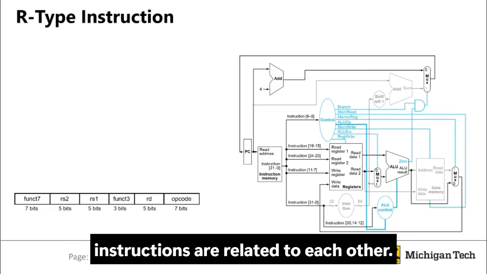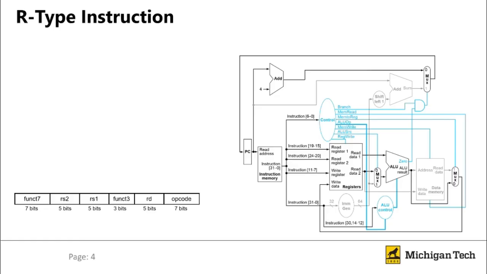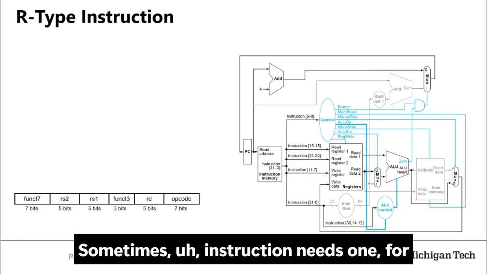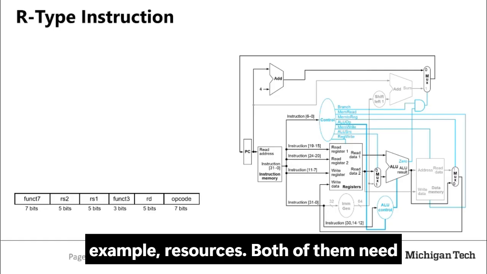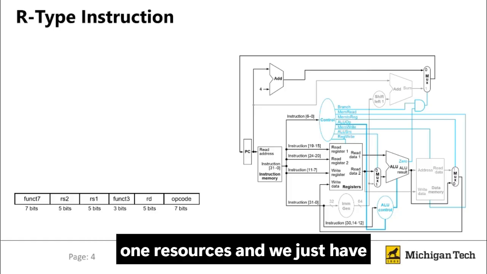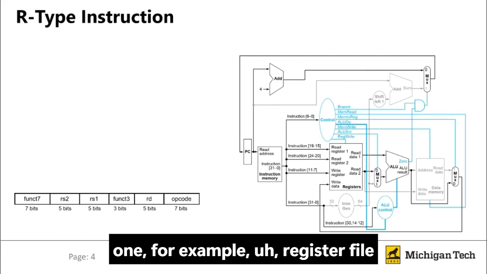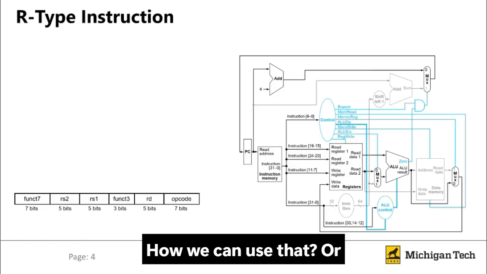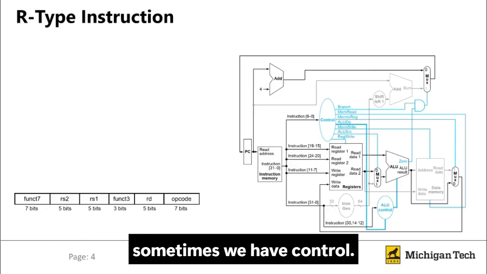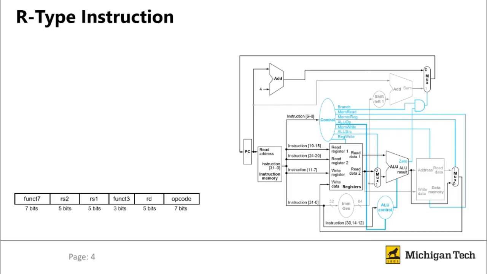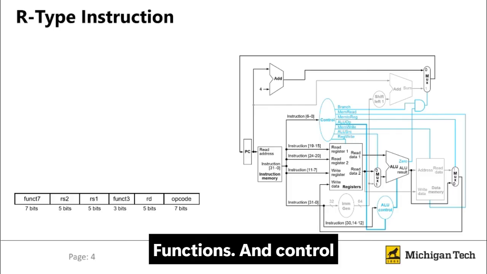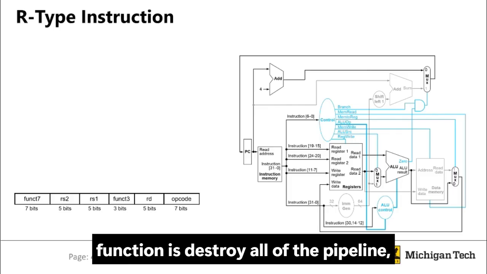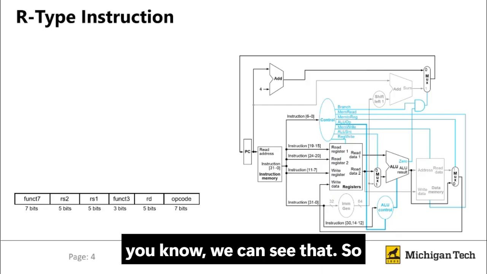Sometimes instructions are related to each other. Sometimes two instructions need the same resource, and we have just one, for example, one register file, and two instructions need the register file. How can we handle that? Or sometimes we have control functions, and control functions destroy the whole pipeline. We can see that.